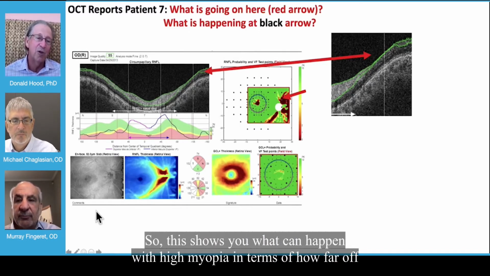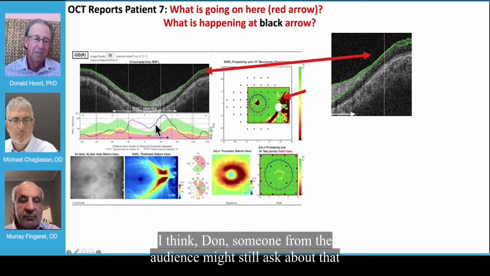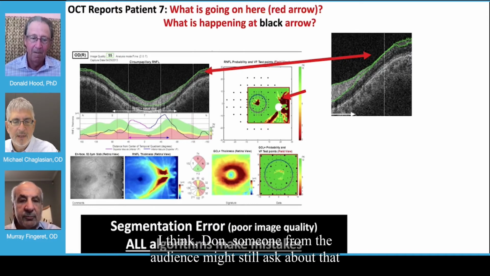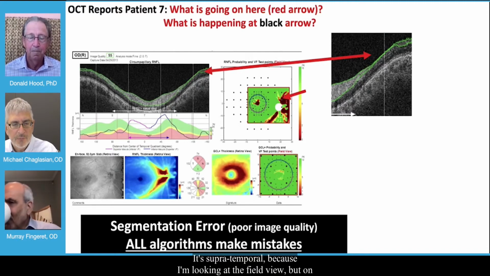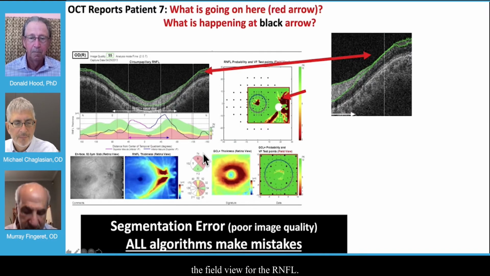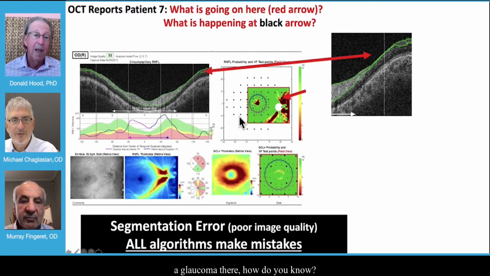Yeah, so this shows you what can happen with high myopia in terms of how far off you can be with where the peaks are. I think, Don, someone from the audience might still ask about that infratemporal defect. I'm sorry, it's supratemporal because I'm looking at the field view. But on the field view for the RNFL, that may still cause them to go, well, maybe there's still glaucoma there. How do you talk to that?